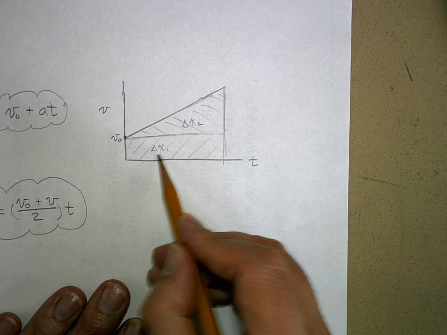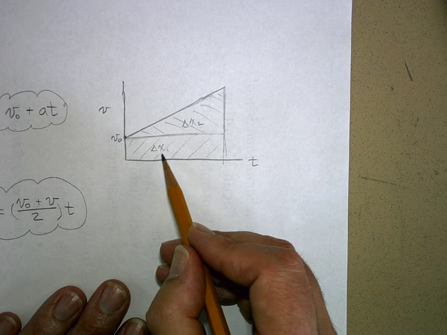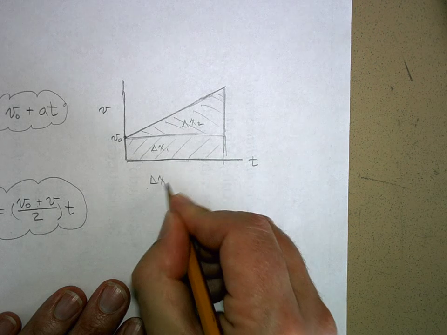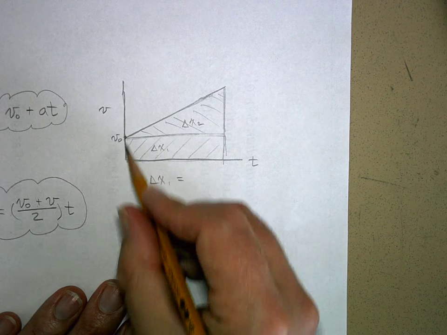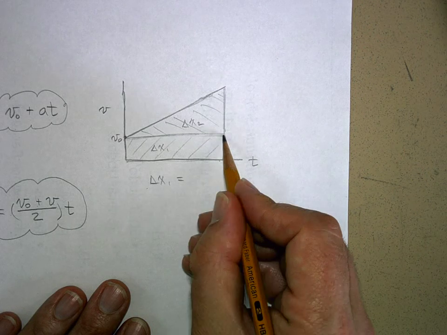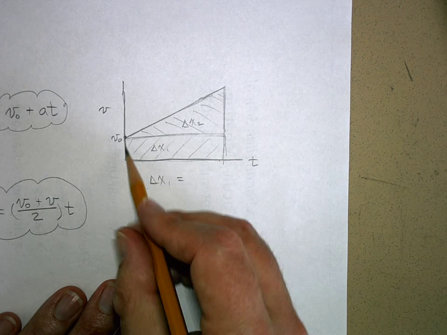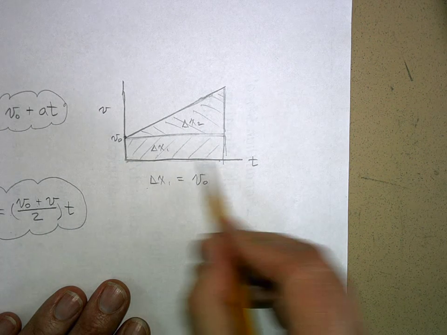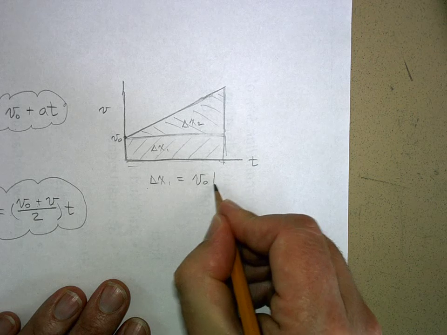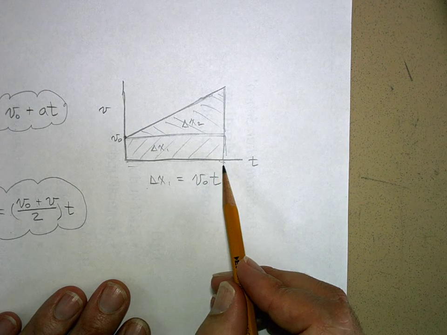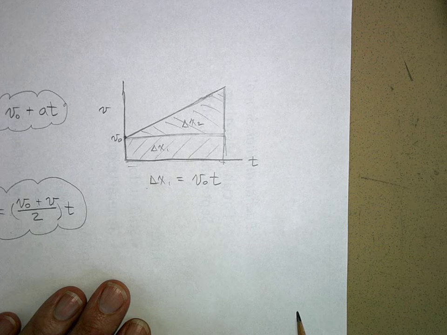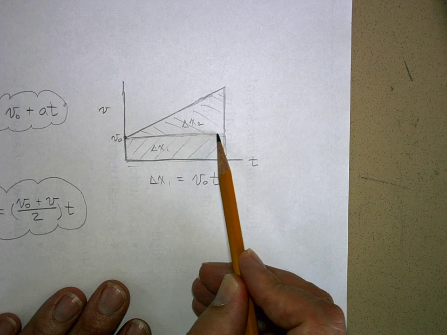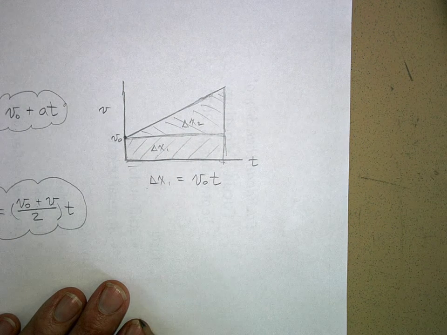Well, let's come up with an equation for the area of the rectangle. Delta x1 would be equal to, well, it's just a rectangle, so it's base times height, right? So it's just going to be this height, v naught, times this t, and this is how far I go because I had starting velocity. Okay, if I didn't increase my velocity, if I just stayed at v naught the whole time, it'd be just like unit 1, and that would be how much I changed my position.